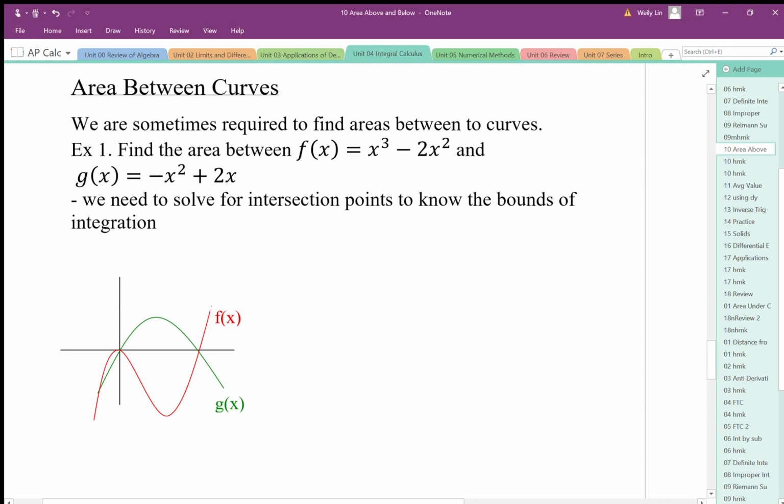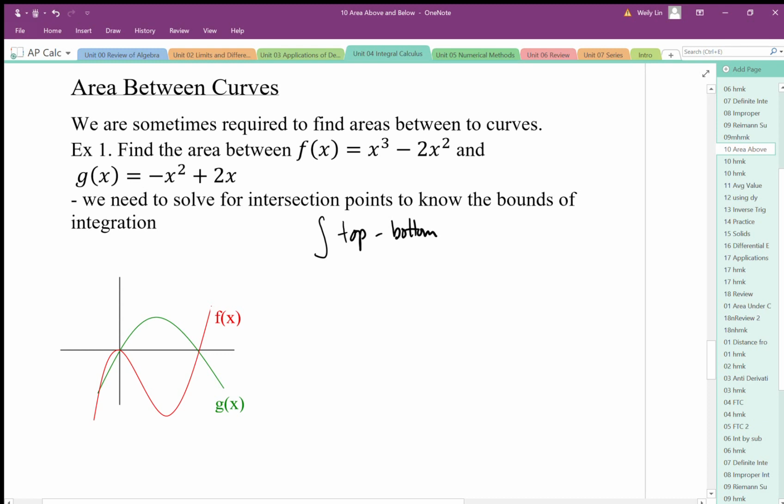So I'm just going to write that down here. When we're talking about areas between curves, we want to integrate the top minus the lower or the bottom curve. Okay, so in this case, if I want to do this integral, these are the two integrals. I think the f is the red function, and the g is the green function.